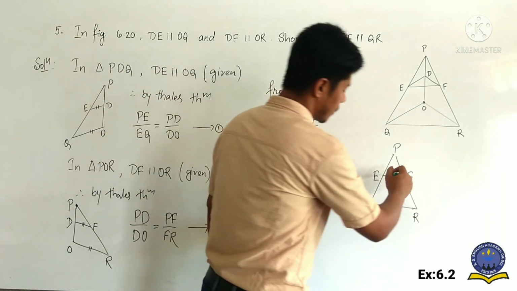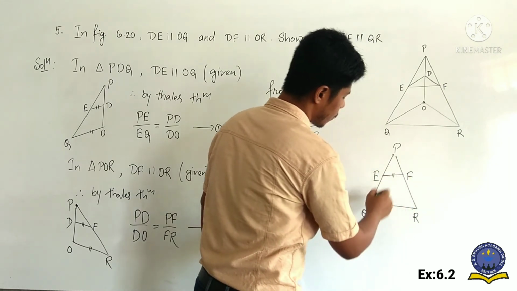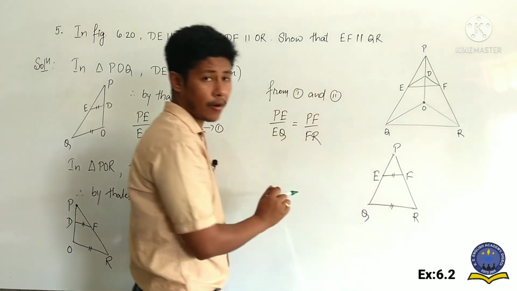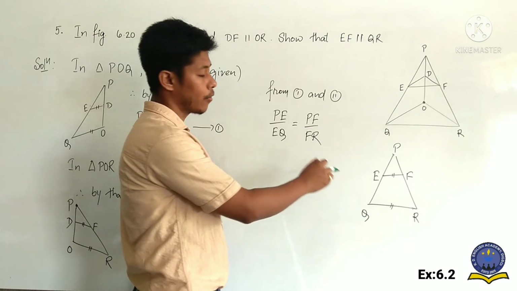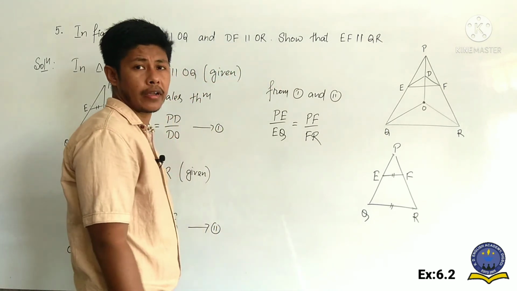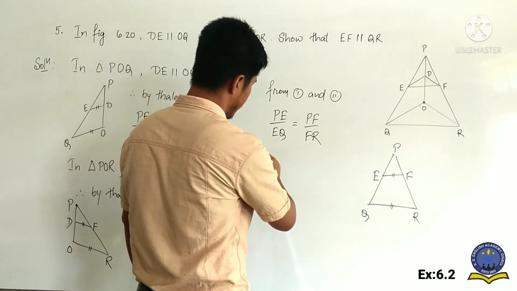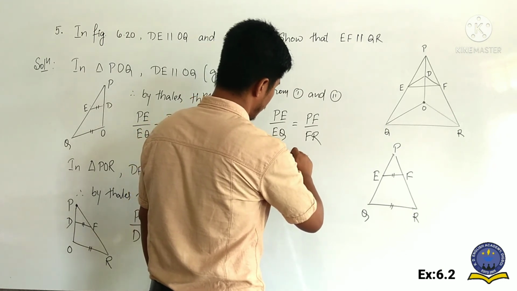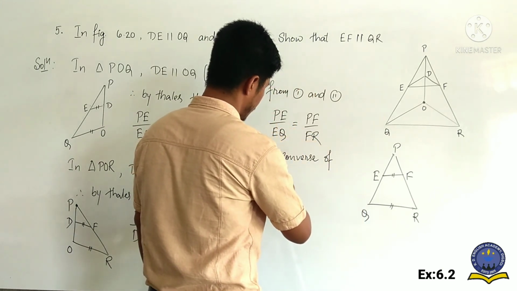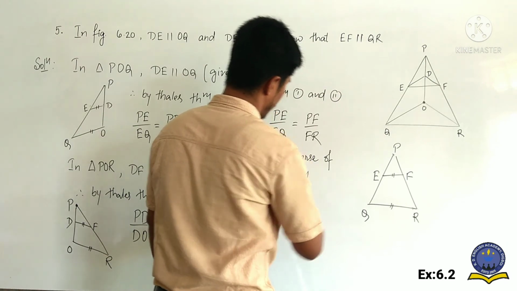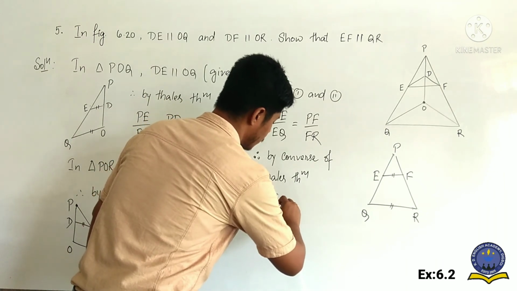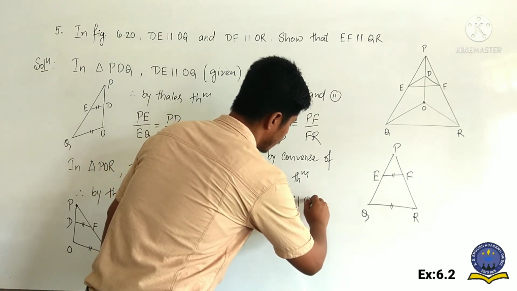So in this case, if the ratios of these two sides are equal, and you see PE by EQ is equal to PF by FR, then according to our converse of Thales theorem, what can we say? EF parallel to QR easily we can say. So finally we have to write by converse of Thales theorem: since the ratios are equal, the lines are parallel. So we write here EF parallel to QR.